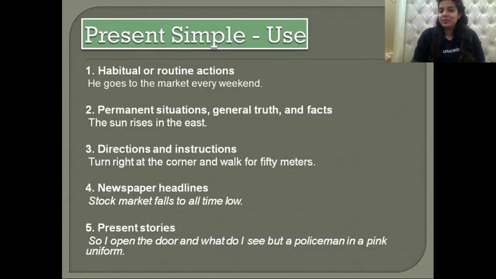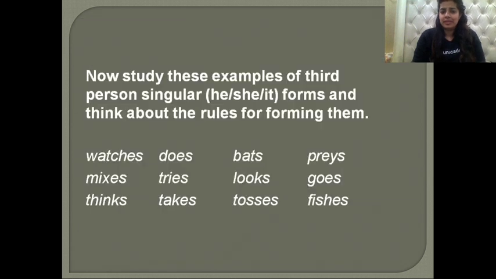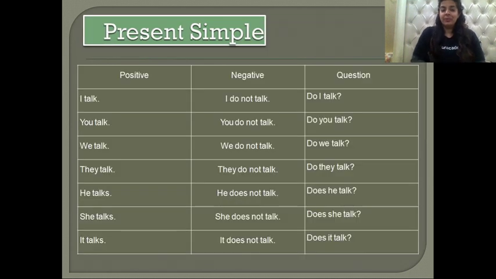Now I will take you to the structure so as to focus on how we form such tenses. If we talk about positive, negative, and interrogative sentences, interrogative means the questions, how do I form that? I talk. I do not talk. Do I talk? Similarly, when I'm speaking about you, how do I say it? You talk, you do not talk, do you talk?